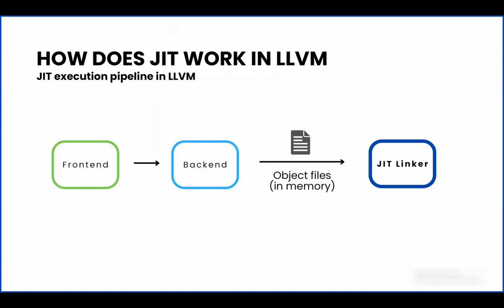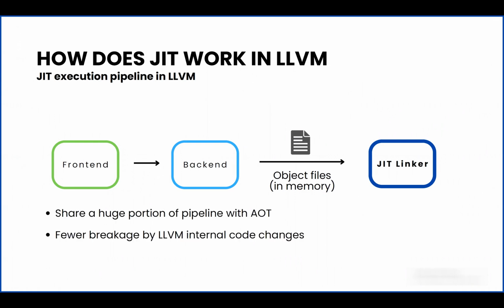So here is a JIT execution pipeline in LLVM. We have the object file, instead of being dumped into the file system, still in memory. And we have the JITLinker, which links the object file inside the memory into executable form, but still inside the memory. The benefit of this approach is that it shares a huge portion of the pipeline with AOT workflows. So if we just turn on all the optimizations, then there's barely any performance difference between them.